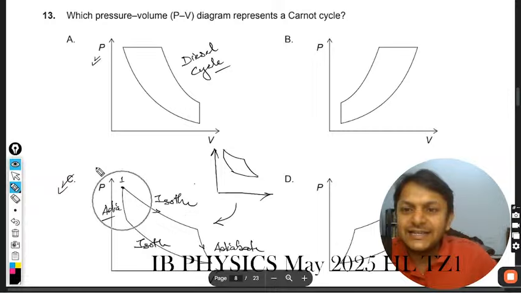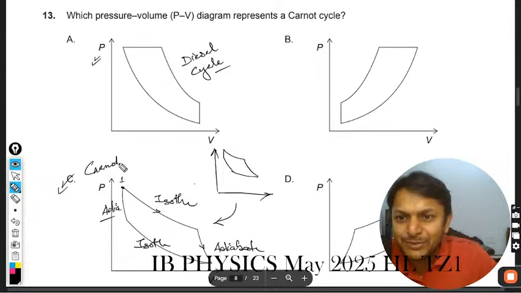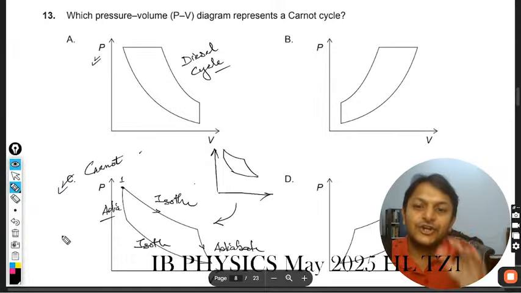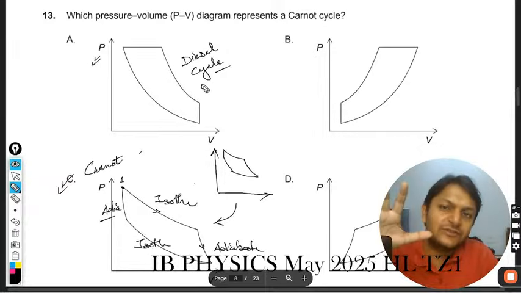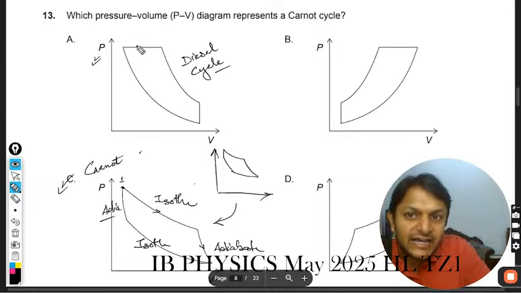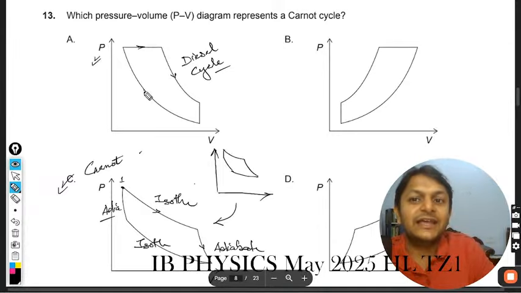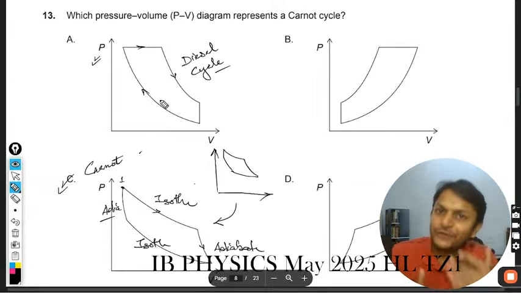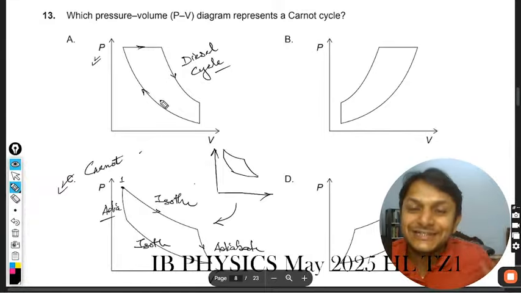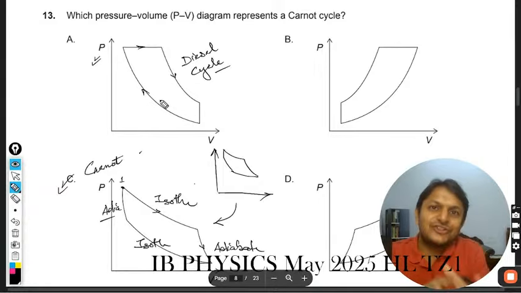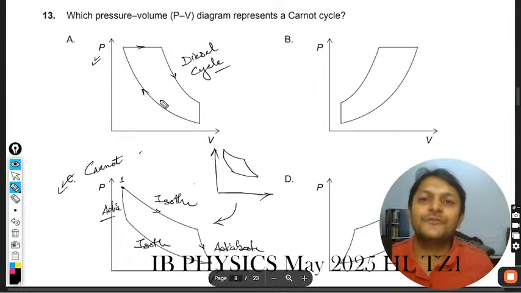So this is the Carnot cycle, which is quite simple and straightforward, consisting of 2 adiabatic and 2 isothermal processes. This is the diesel cycle, just for the sake of example. This is isobaric, then it is adiabatic, and then it is isovolumetric, and then again adiabatic. If you have this kind of process, that is called the diesel cycle, by the way. For this question, the answer will be C, so there is no confusion at all.